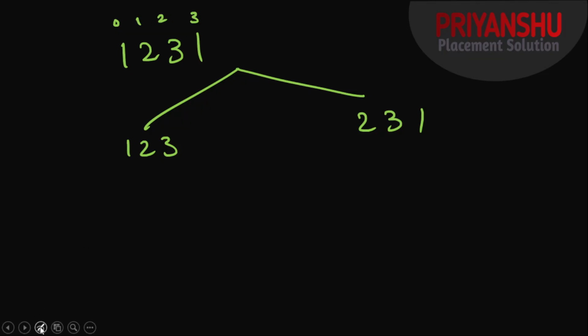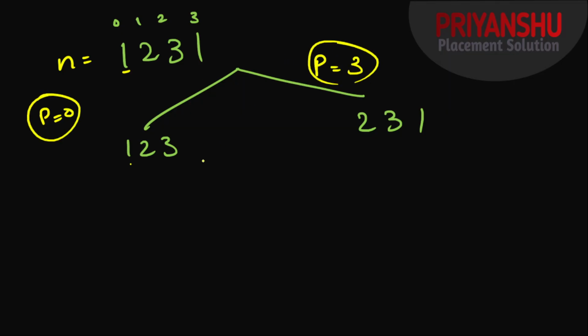The next thing is, after that what we need to do here, imagine this is n, and first we got p equal to 0, and here p equal to 3 index. So what I am doing is taking n of starting from 0 index and going to p value, plus n of starting from p plus 1, which is nothing but our index, and goes to the end of this string.